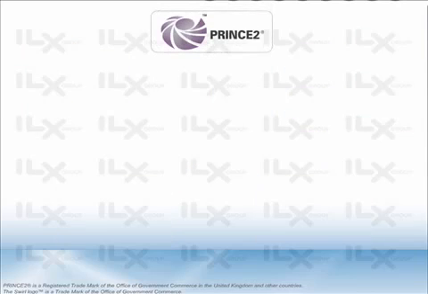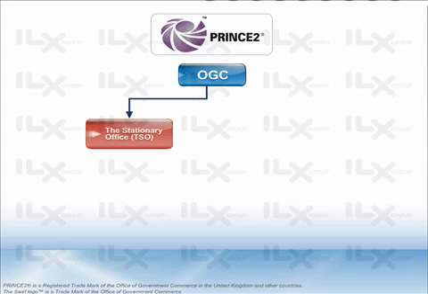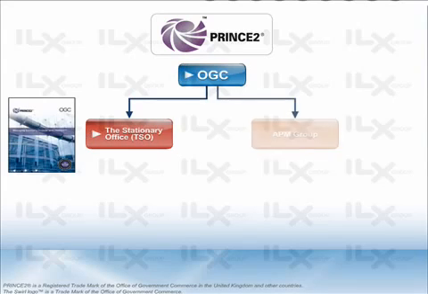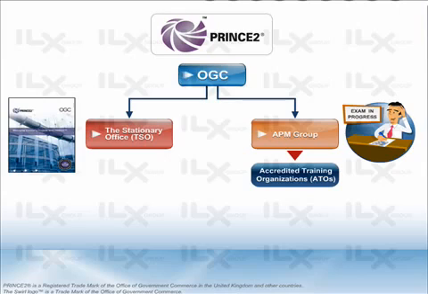To help promote PRINCE2, the OGC has collaborated with a number of organisations. The Stationery Office, for example, are charged with printing and distributing the manuals. The APM Group Limited in High Wycombe have been appointed by the OGC to coordinate the examination procedures and to accredit the various training organisations such as ourselves. Companies that have been approved by the APM Group to deliver training in PRINCE2 are referred to as accredited training organisations, or ATOs, and are thereby entitled to use the PRINCE2 logo on their training and promotional material.